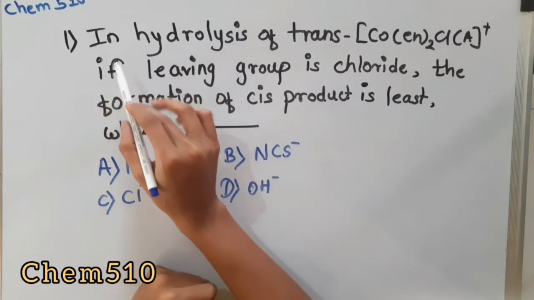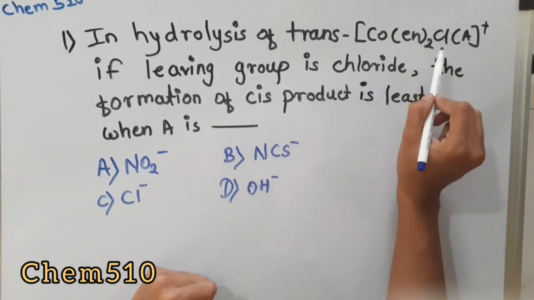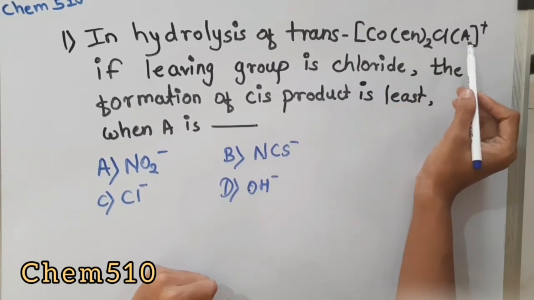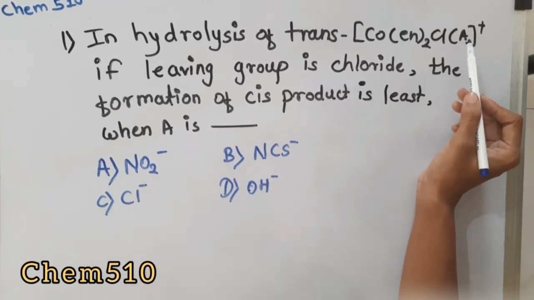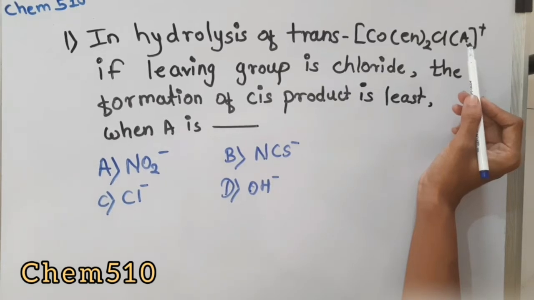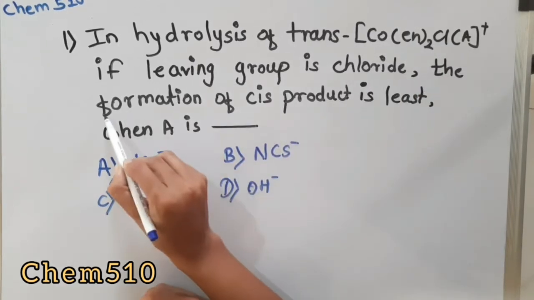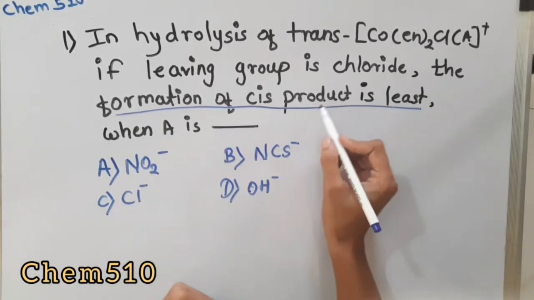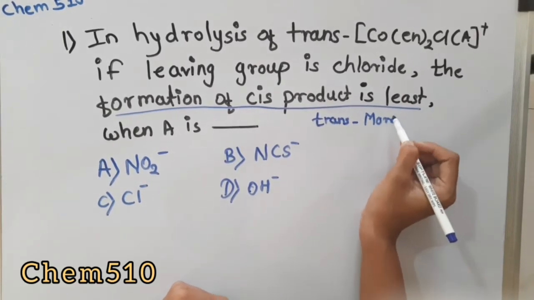in part B, which is in hydrolysis of trans-[CoEn2ClA]+, if the leaving group is chloride, the formation of cis product is least when A is: A, NO2 minus; B, NCS minus; C, Cl minus; and D, OH minus. So the formation of cis product is least, meaning formation of trans product is more, when A is.